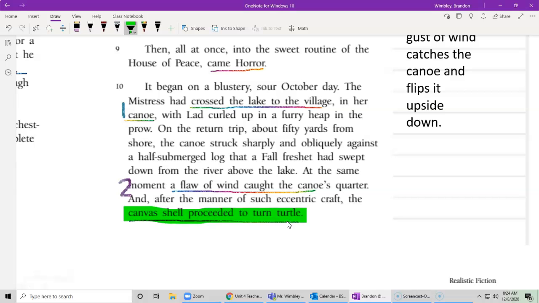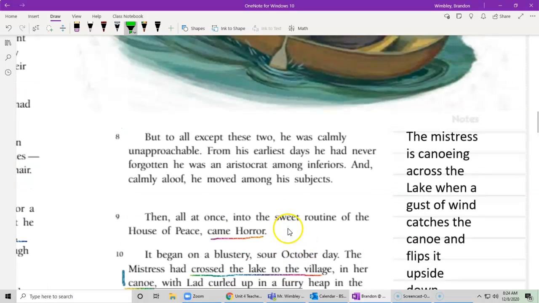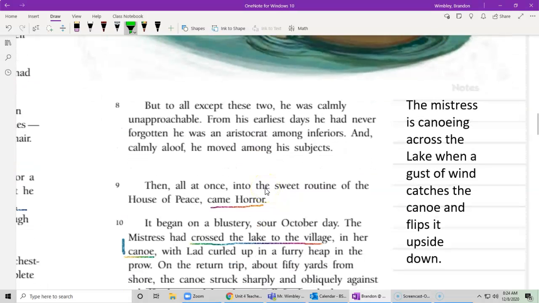So let's look at another paragraph. Let's head to number 8. And in number 8, there's also going to be a metaphor. So I want you to see if you can figure out what are the two things that are being compared. "But to all except these two, he was calmly unapproachable." So remember, we're talking about the dog right now, Lad. "From his earliest days, he'd never forgotten he was an aristocrat among inferiors. And calmly aloof, he moved among his subjects."